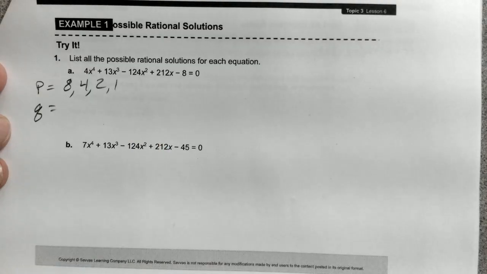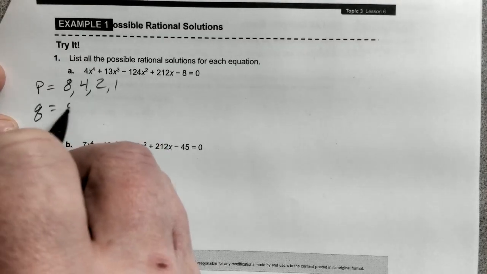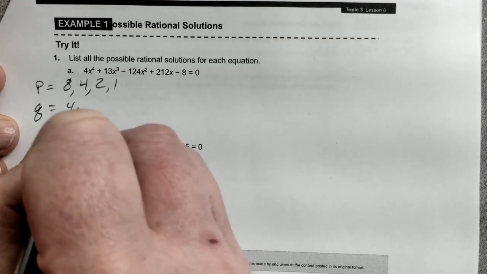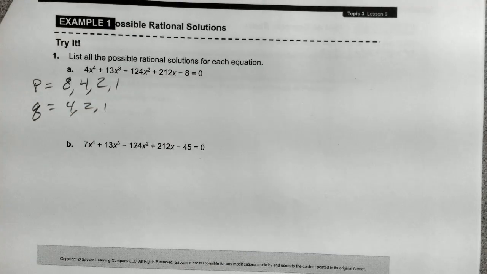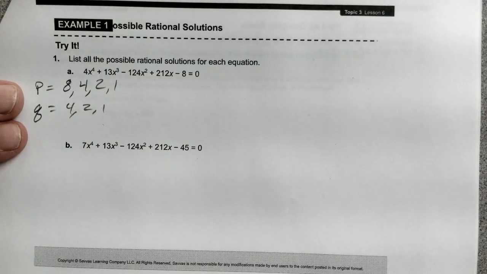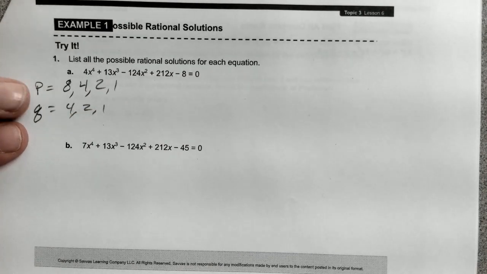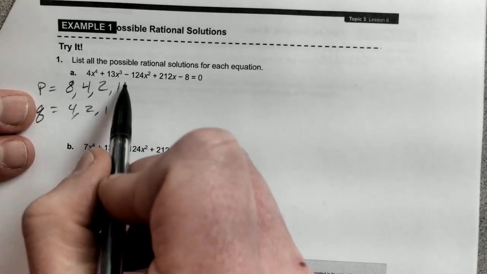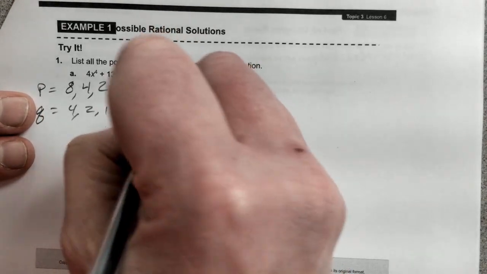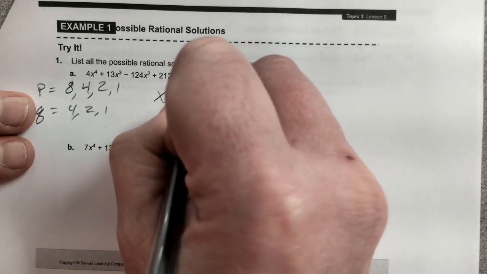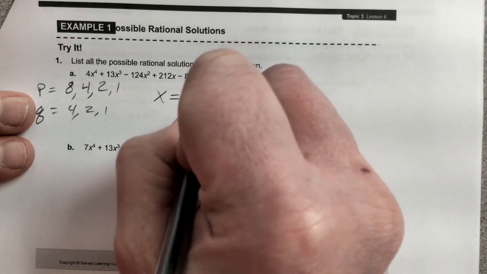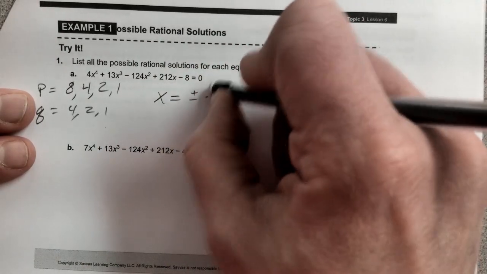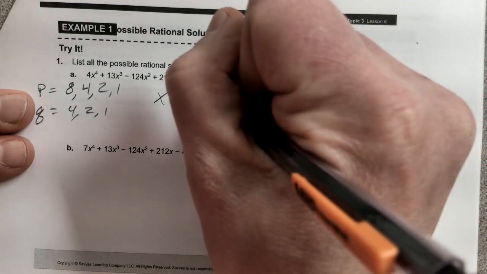Factors of Q, we have 4, 2, and 1. Good. Sweet. So now, any combination of P divided by Q. Again, I like to start with 1. So X could equal a positive or negative 1 over 1. Oh, I don't need a fraction there, do I? 1 divided by 1 is just 1.